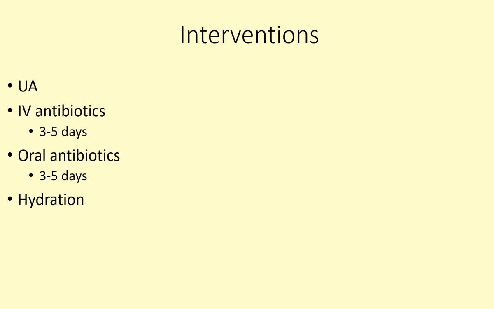Interventions: you're going to do a UA to determine what it's susceptible to as far as antibiotics. Once you've found that out, you're going to put them on IV antibiotics for 3 to 5 days. And then after that, they'll be on oral antibiotics for another 3 to 5 days. And again, you want to make them as hydrated as possible.